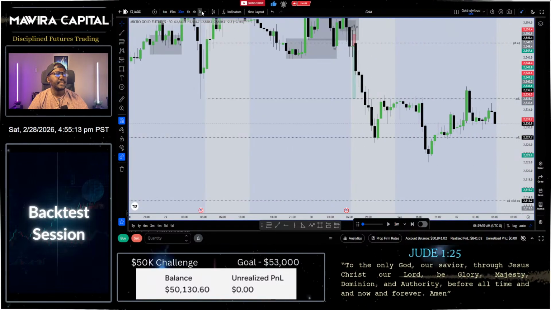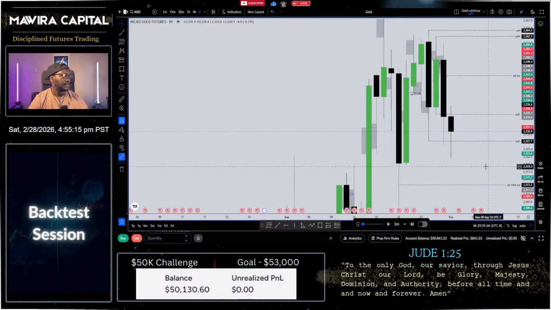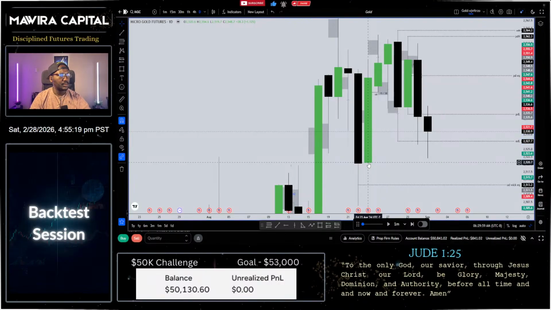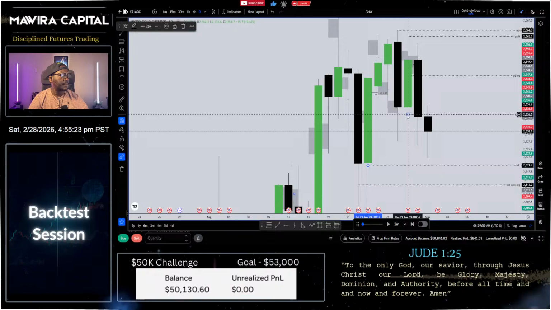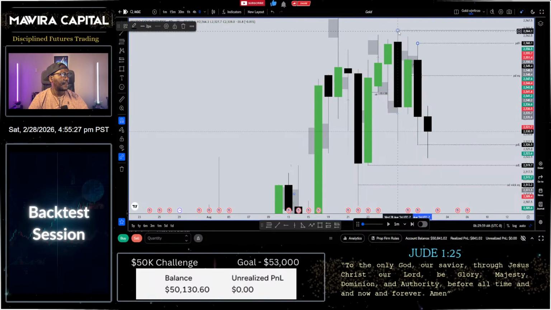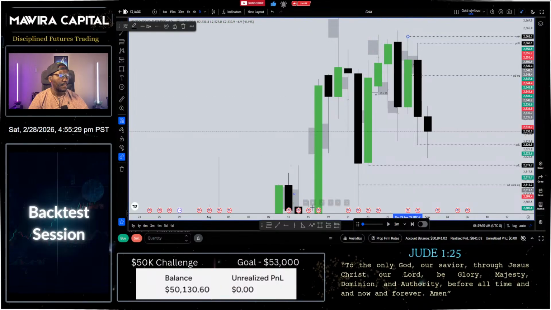Let's go to the daily. So previous day low. Oh, daily low right there. Previous day low right there. Previous day high. Let's get the EQ.